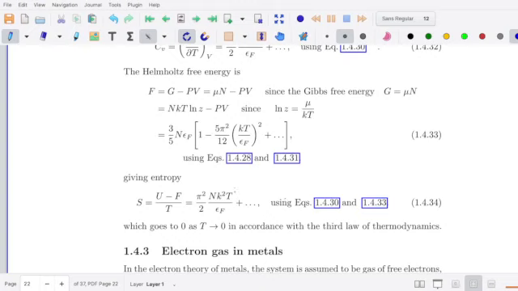So obviously as T tends to 0, the whole thing goes to 0, the entropy goes to 0. All other higher order terms will also go to 0 because they are of higher order in temperature. And so this is in accordance with the third law of thermodynamics. The entropy goes to 0 as temperature goes to 0.